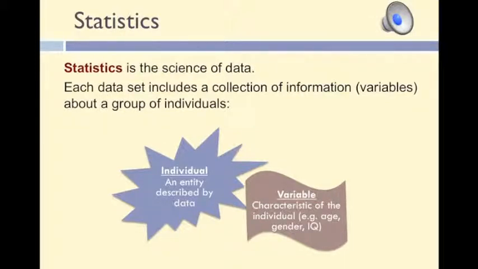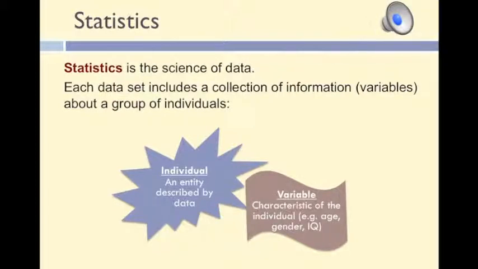We can collect information about a variety of entities: humans, animals, objects, and so on. In social sciences, however, we most often collect information about human beings, so we call them individuals. However, you may hear statisticians and researchers using the term observations instead of individuals. Each entity, along with the information that we collect about it, is considered an observation.